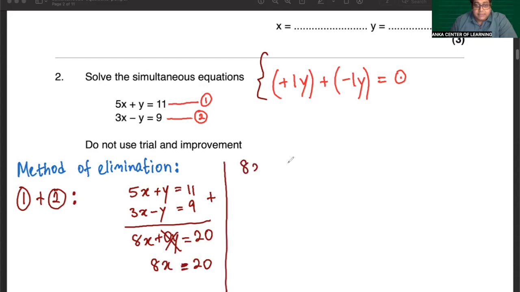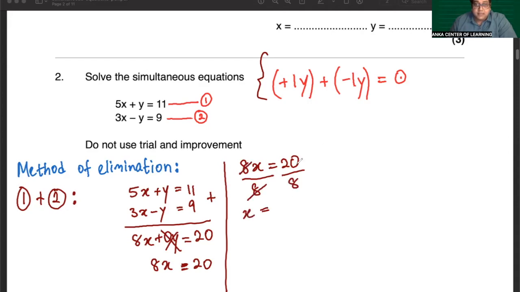Now you need to isolate the variable of x, or you simply make x the subject of the equation. In order to do that, you need to get rid of 8. So you divide both sides by 8. Then we have x equals 20 divided by 8.